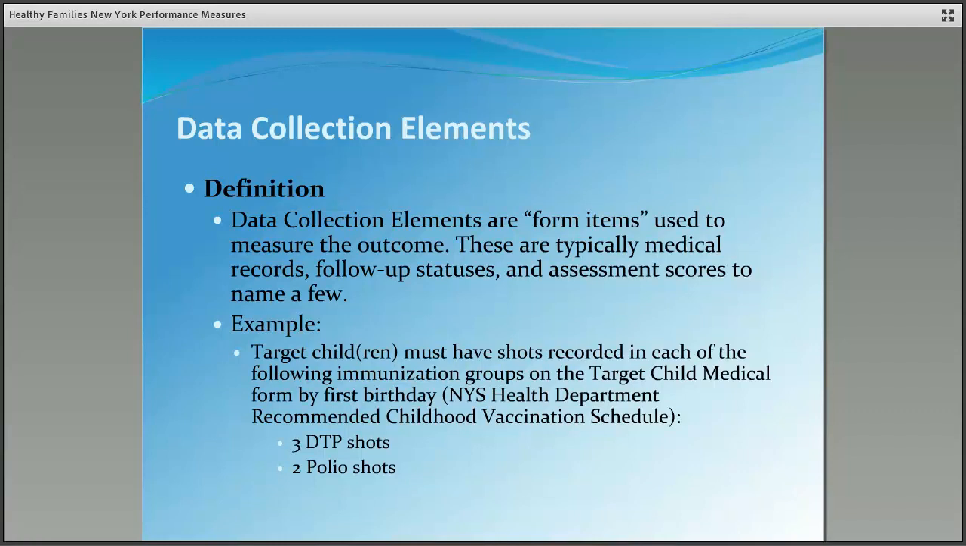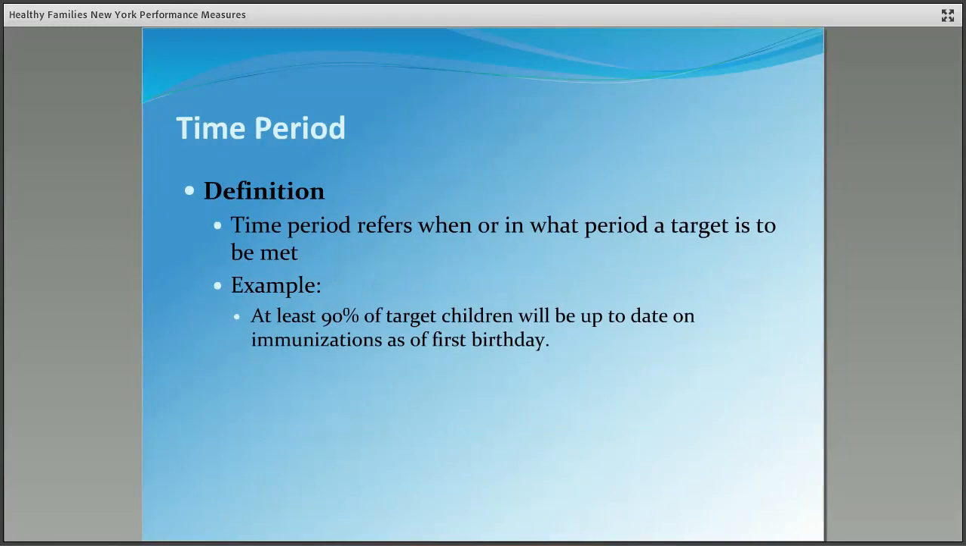So, the data collection elements in this example: target children must have shots recorded in each of the following immunization groups on the target child medical form by the first birthday, 3 DTP shots and 2 polio shots. The data collection elements in this example would be the dates of shots recorded on the TC medical form, and specifically the dates of the 3 DTPs and the 2 polios on the form.